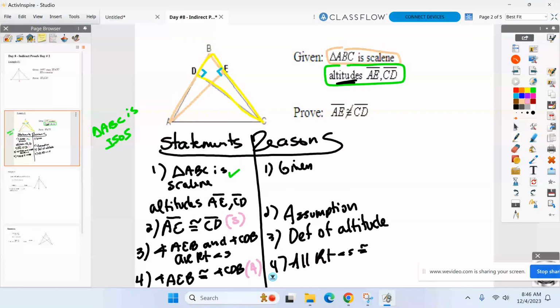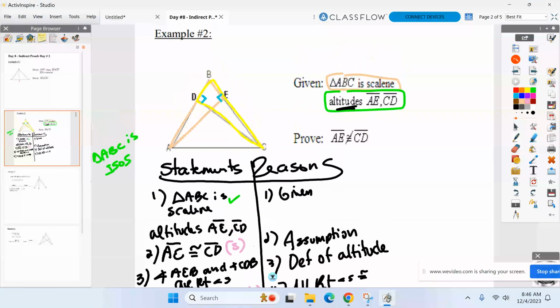So take a look. I've used everything in the givens. I've used the altitude already. There's got to be something else you could find on your own, I bet. Keep searching.